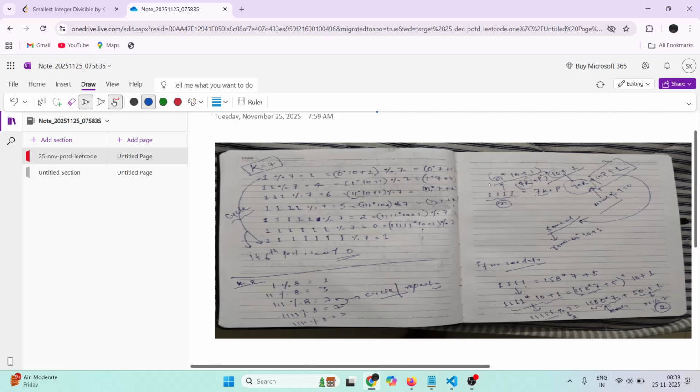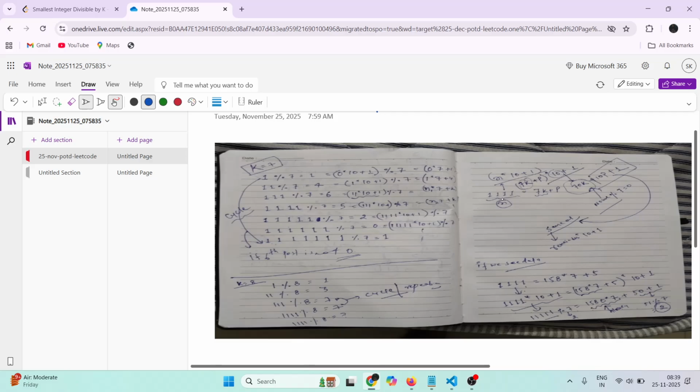Okay, so n into 10 plus 1. Now suppose our n is 4 1 1 1 1 1. We can put this in the form of 7k plus p, where 7k is all the number which would be divisible by 7. 7k means a number, and p is the remainder.